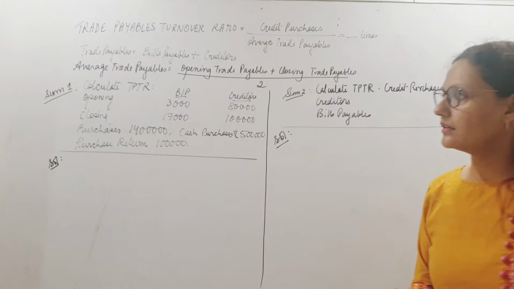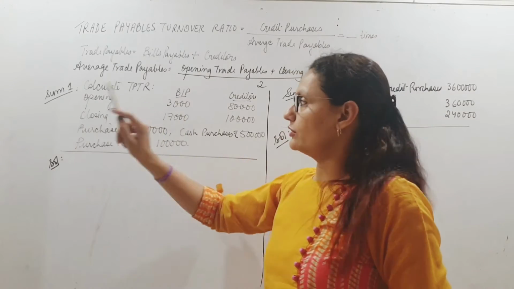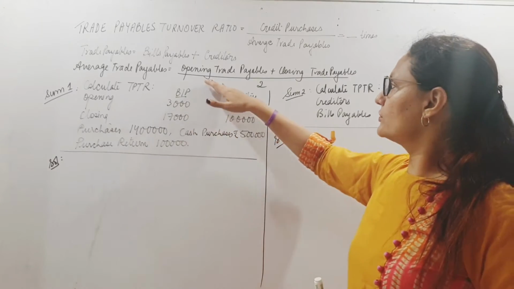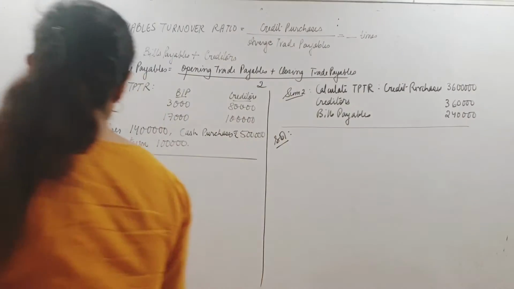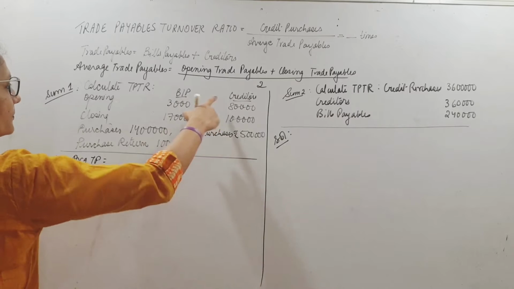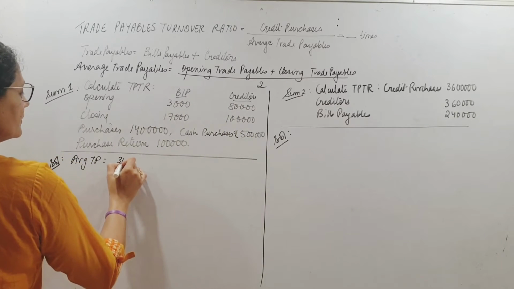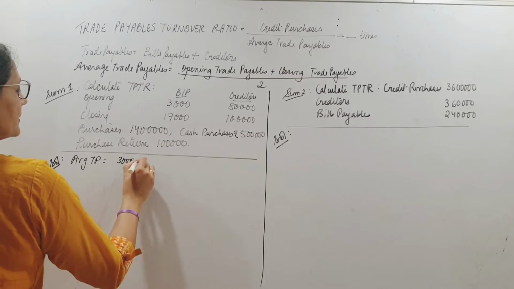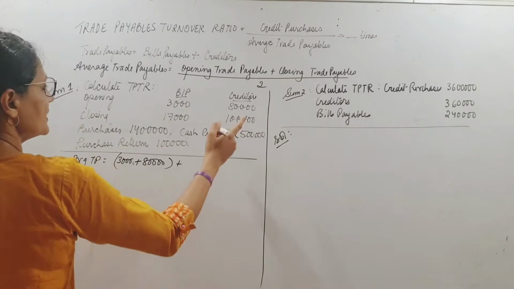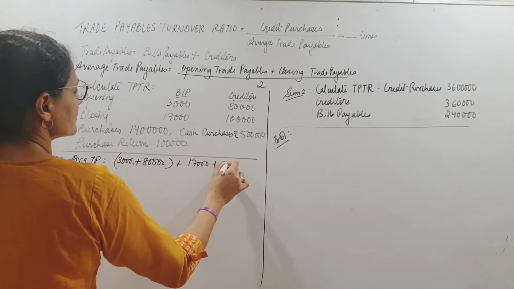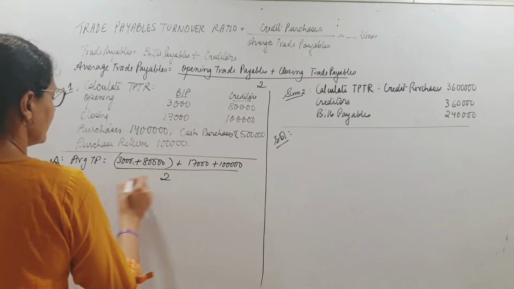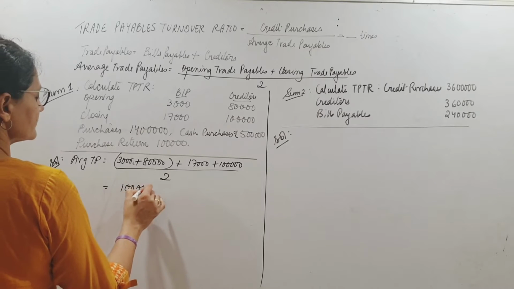Let us take one sum. Calculate trade payables turnover ratio. Opening and closing bills payable and creditors are given to you. Obviously, you can use this to find out average trade payables. So let us find out average trade payables, which is opening trade payables, which is opening bills payable plus opening creditors. This is your opening trade payables plus closing trade payables, 17,000 plus 1 lakh. So 20 and 2 lakhs. So divide by 2, which is 1 lakh.